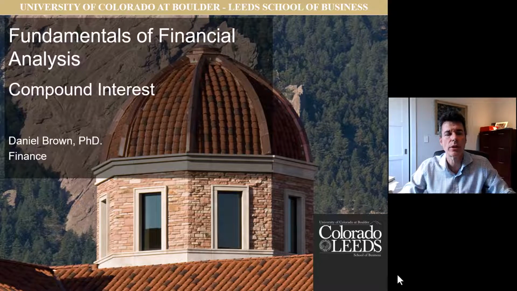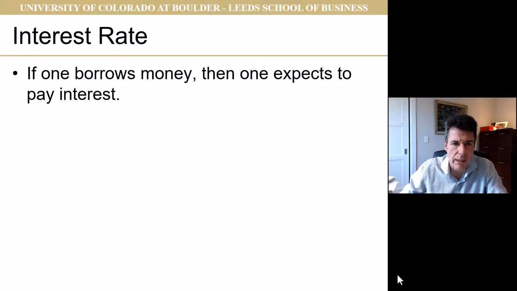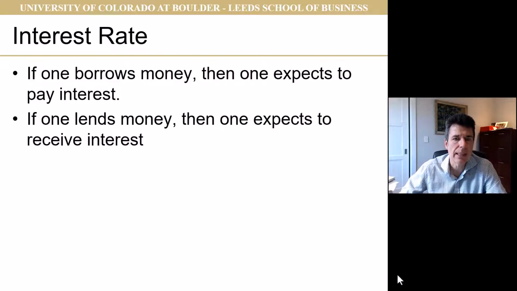Today we are going to talk about interest and compound interest. To start, if one borrows money, then one expects to pay interest, right? If you borrow $1,000 today, and if you have to pay it back in a year, you would expect to pay back a little more than $1,000 in a year. If one lends money, so if I lend $1,000 today, then I expect to receive interest. I expect to receive a little more than the money I lent at the beginning.